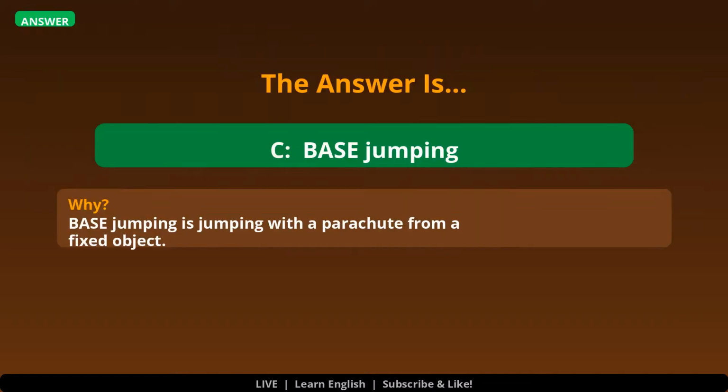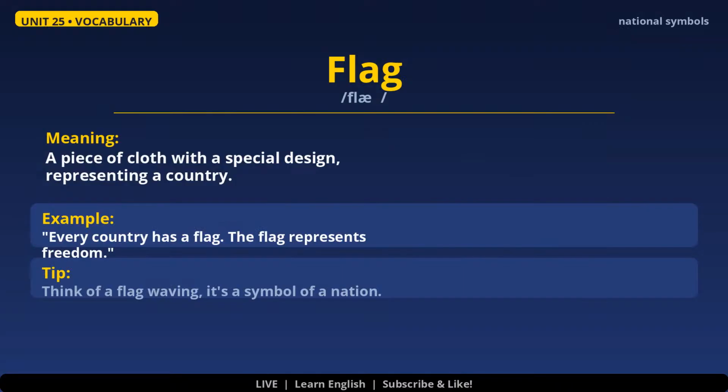And the correct answer is option C, base jumping. Base jumping is jumping with a parachute from a fixed object. Great job if you got it right. Let's continue learning. Time for vocabulary.